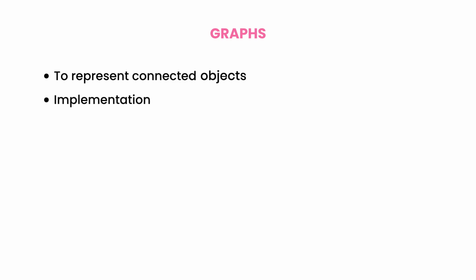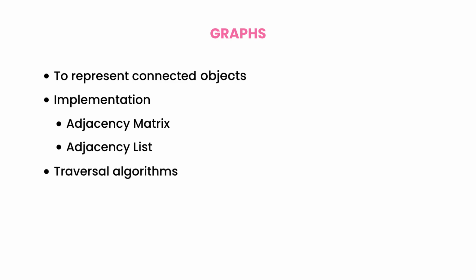Now, there are two ways to implement a graph. We can use an adjacency matrix or an adjacency list. The adjacency matrix is suitable for implementing dense graphs, where every node is connected to every other node. In reality, we often use an adjacency list to represent a graph.